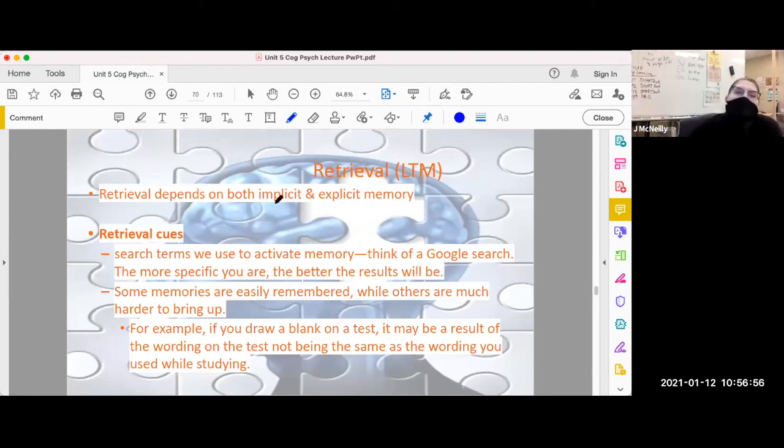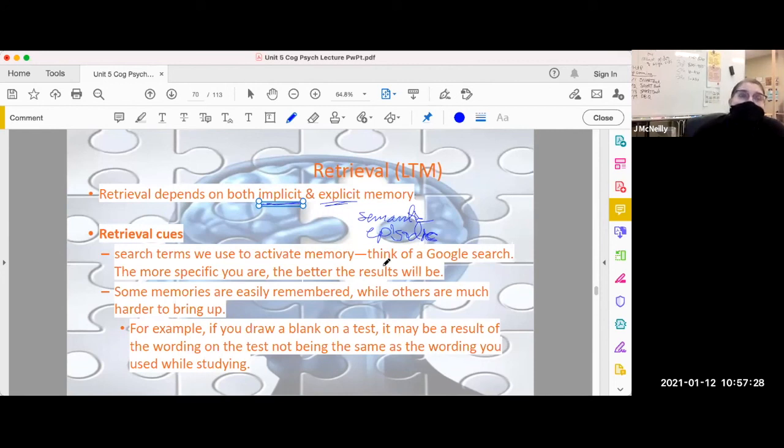We're still talking about implicit, which is procedural or muscle memory, versus explicit, which can include semantic and episodic. And so there are also some retrieval cues that we can use in order to recall this information more accurately. So think about using a search engine like DuckDuckGo or Google in order to remember something. So the more specific you are with those retrieval cues, the better the results are going to be.